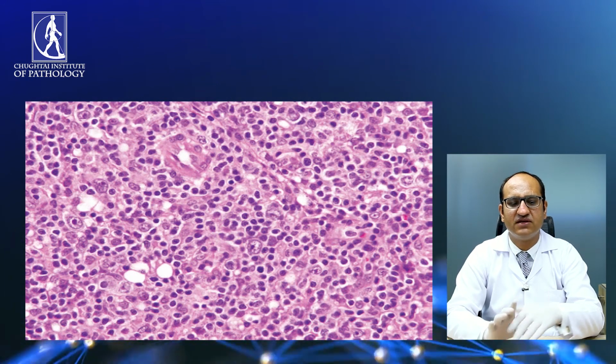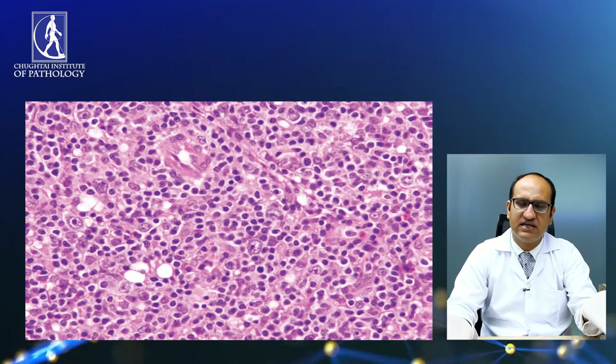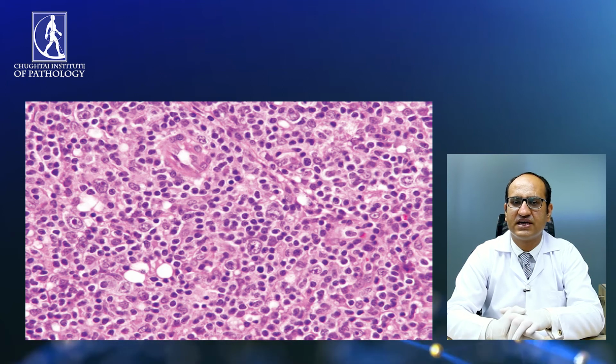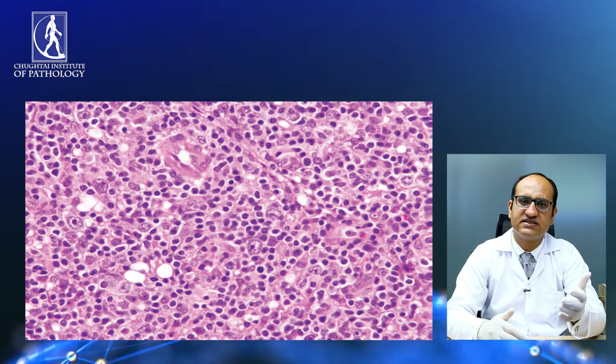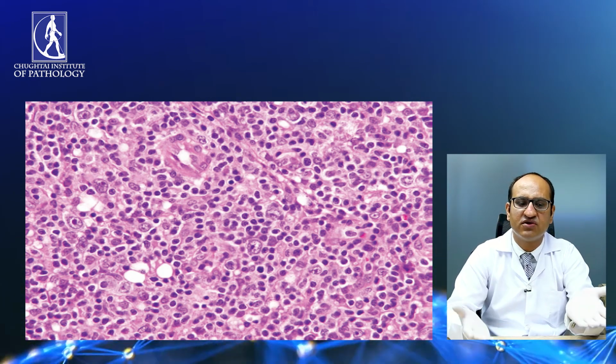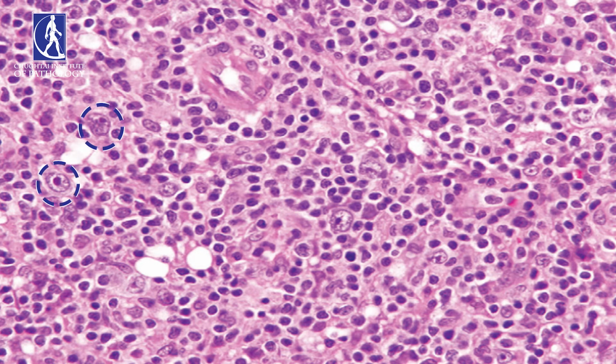When you go on high power, you will see a mixed inflammatory background as seen in all Hodgkin lymphoma cases, and scattered large cells, which may be binucleated or mononuclear, are seen in this background. But the important thing to note in this case, as shown in this picture, is a predominance of small mature lymphoid cells.